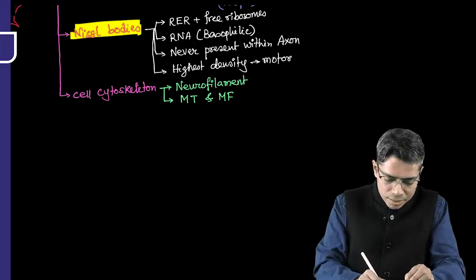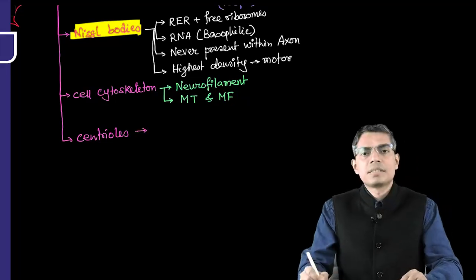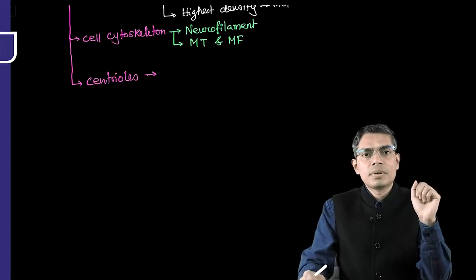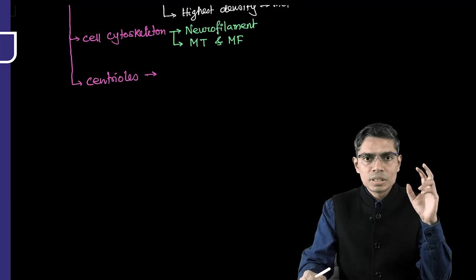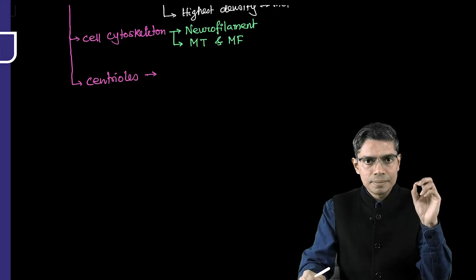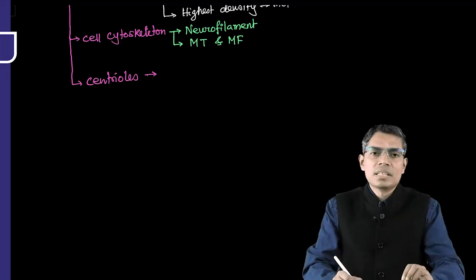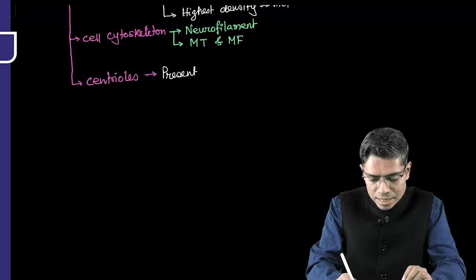Next is centrioles. What do you think? Will centrioles be present in the neuron or not? We know the function of centrioles: they are responsible for mitotic spindle formation, so they are responsible for cell division. But we know that neurons do not divide; they remain in the G0 stage of the cell cycle. So the ideal answer would be that centrioles are absent in the adult neuron, but that is not true. Remember, centrioles are also present in the adult neuron.